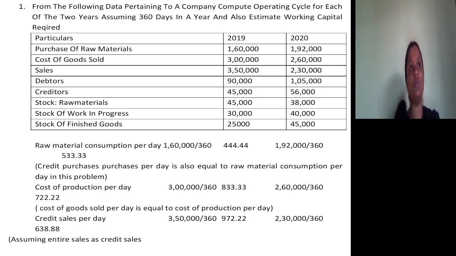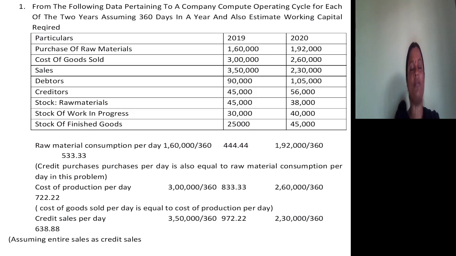If we want to calculate the work in progress operating cycle, we need what? Cost of production per day. So we do not have information on a per day basis. First we have to convert the yearly information into per day information. Then we have to apply the formula.